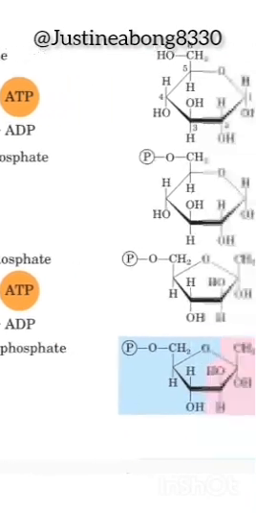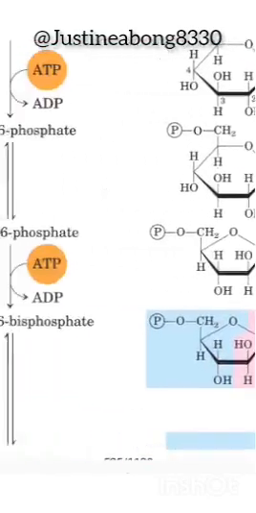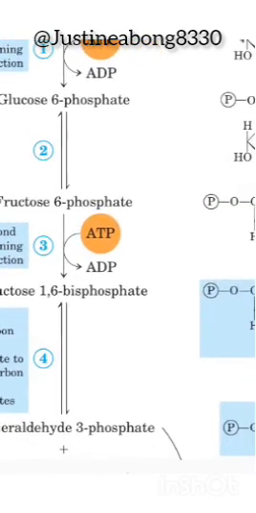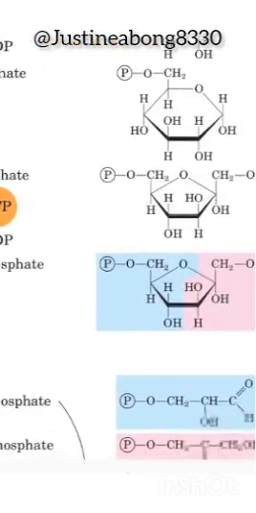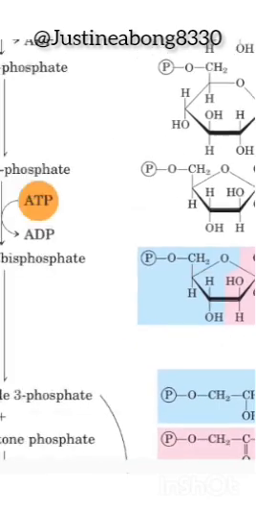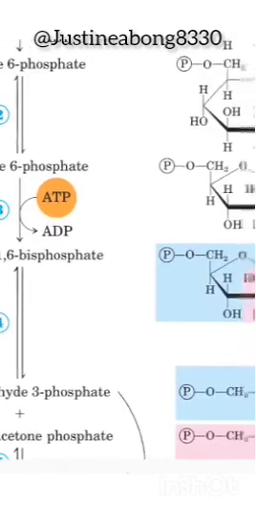The second step is catalyzed by phosphohexose isomerase, the isomerization of glucose 6-phosphate to fructose 6-phosphate. And the third step is the formation of fructose 1,6-bisphosphate.